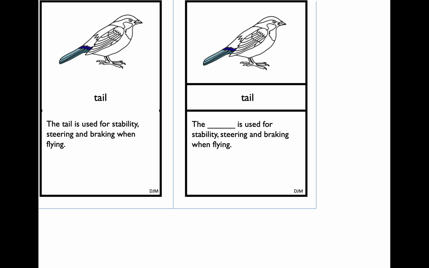These 3-part cards have been emailed to your parents so that you can do these 3-part cards on your own. It's up to you if you want to choose if you want to do the picture and the word and the definition, or if you don't think you're ready for that yet and you just want to do the picture and the word. Both are great. I'm also going to send a paper of a picture of a bird so you can label the different parts of a bird.